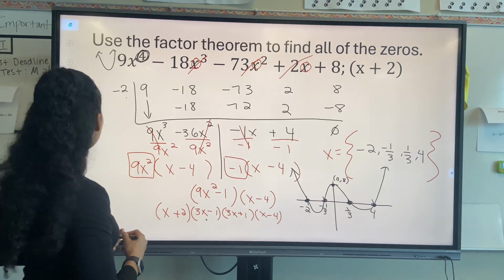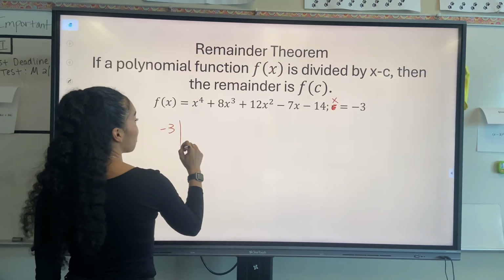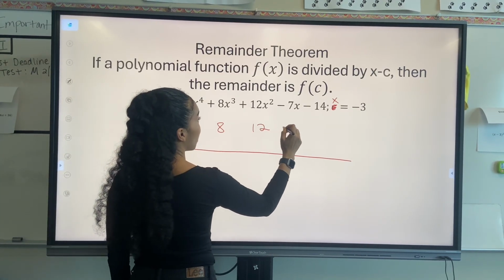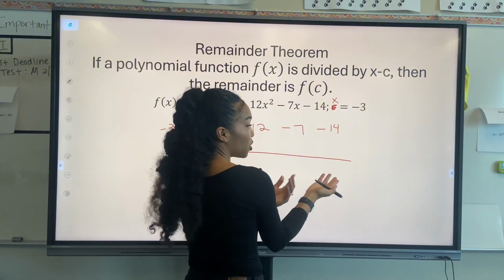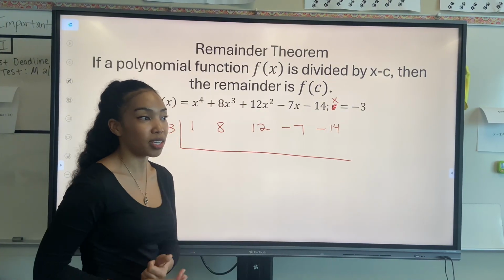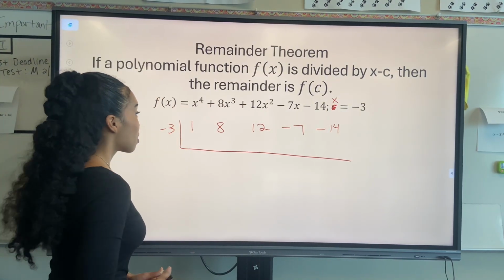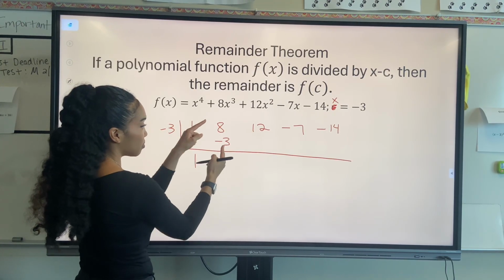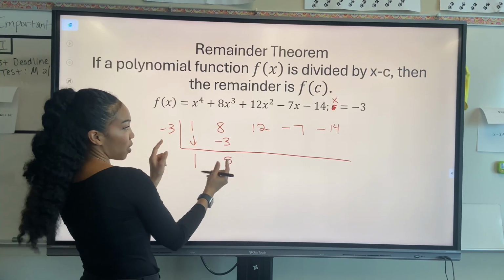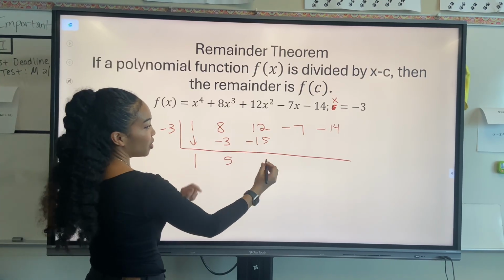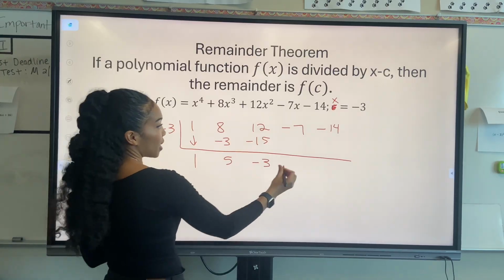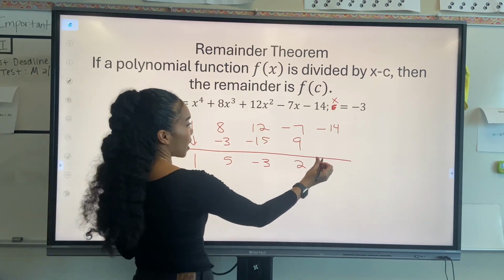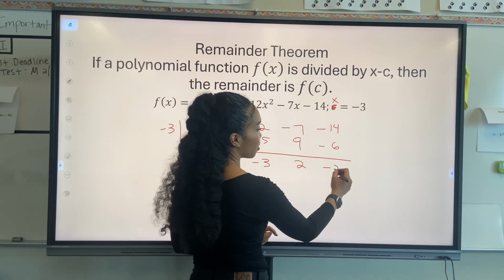All right, nice. So guys, we're gonna do synthetic division with -3. And we're gonna see if it's a 0 or not. And if it's not a 0, I wanna know what the point is. What's the y value that you get when you plug in a -3? So I'm gonna bring down this 1. You get -3. Add, you get 5. Multiply, -15. Add, you get -3. Multiply, you get 9. Add, you get 2. Multiply, you get -6. Add, you get -20.